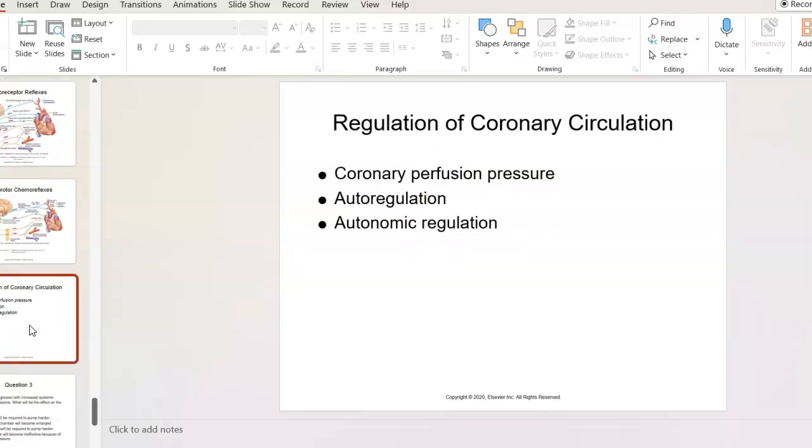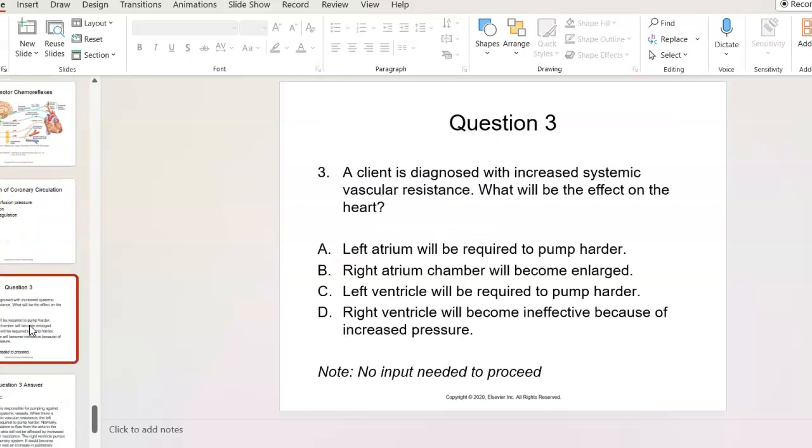Regulation of coronary circulation. So don't forget, coronary circulation is the circulation going to the heart itself. Needs to have the proper perfusion as well. It's under autonomic regulation. Not quite sure why they put this here, but good things to know.